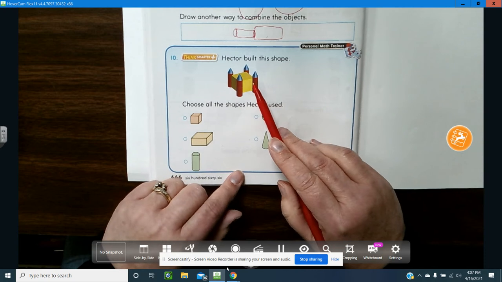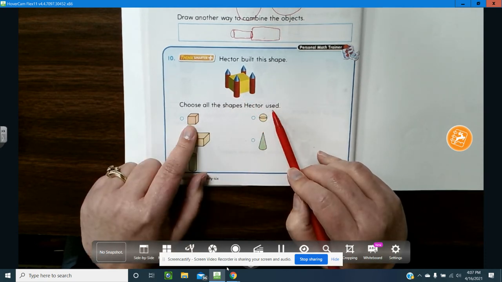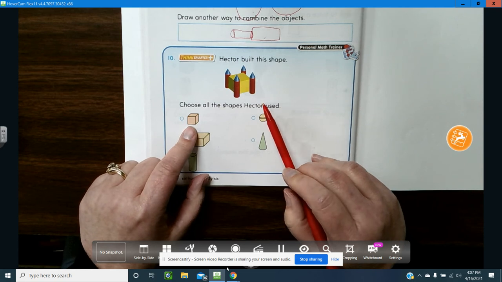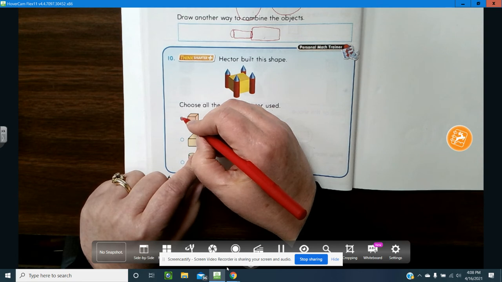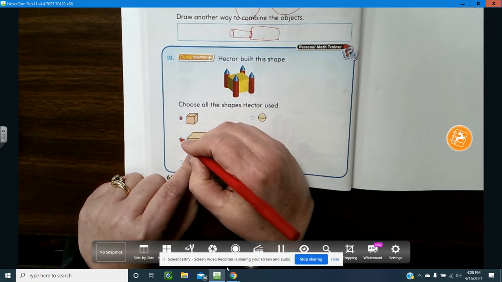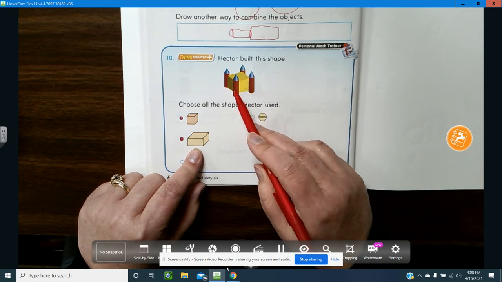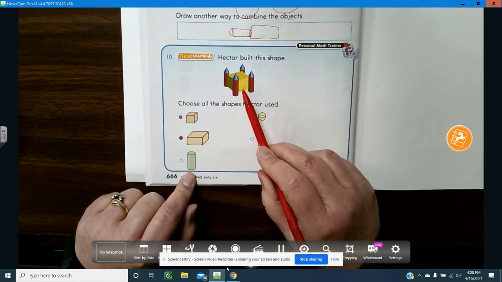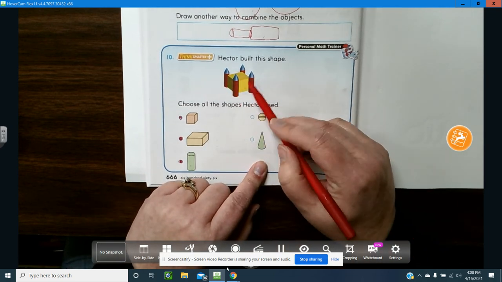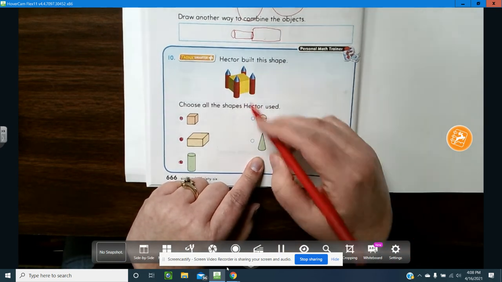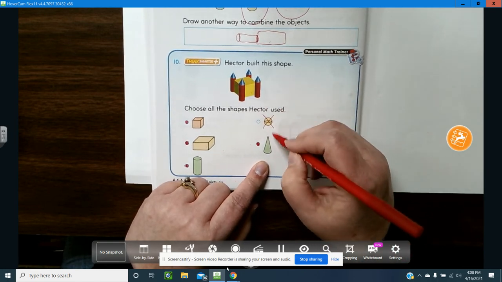All right. Hector built this shape. Circle the shapes that Hector used. Did he use a cube? Kind of looks like a cube in here. It might be a rectangular prism. Miss Hufford would take either one of those because it's kind of hard to tell if those are squares or not with those little things on there. He used cylinders. He didn't use any spheres. And he used cones on top. So the only thing we know for sure he did not use were the spheres.